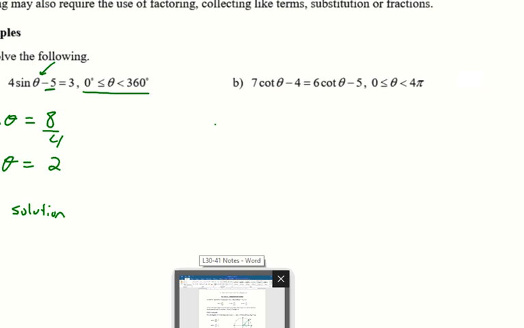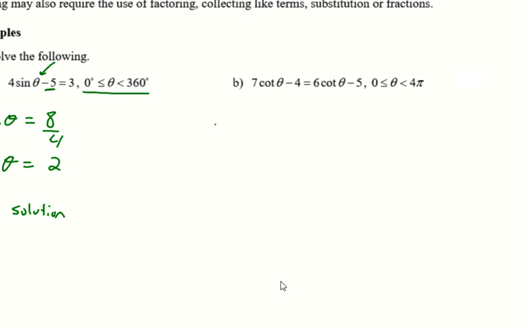So let's do this one now. We've got 7 cotan theta is equal to 6 cotan theta minus 4, and so on, and it's between 0 and 4 pi. Now, just the same way that you would solve for these things, let's say if this was x and that was x, I think you would know what to do then. You get your x's to the same side, and your numbers to the other, and then solve for x. So let's do that now.